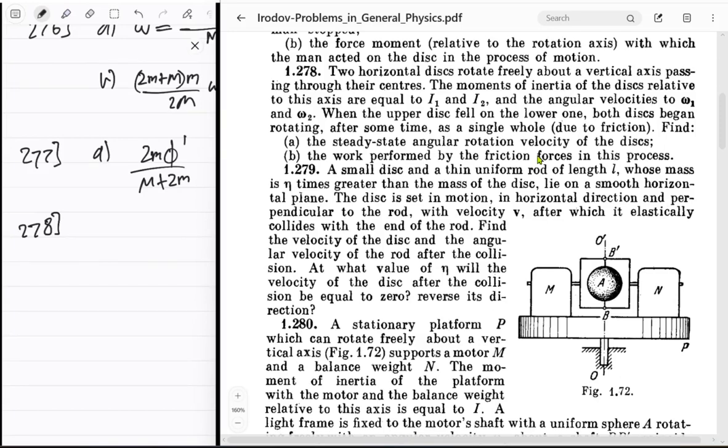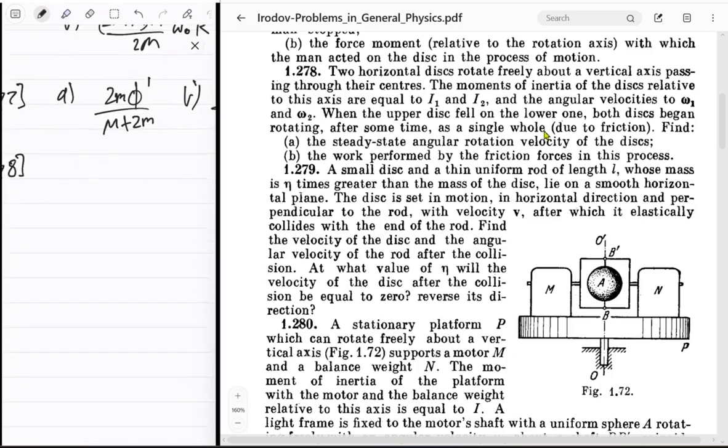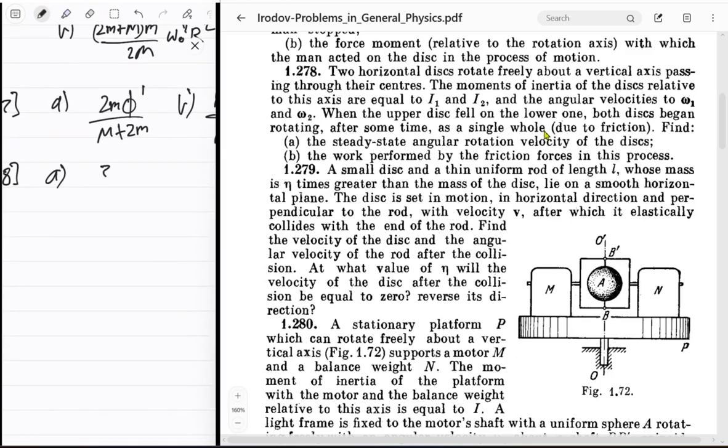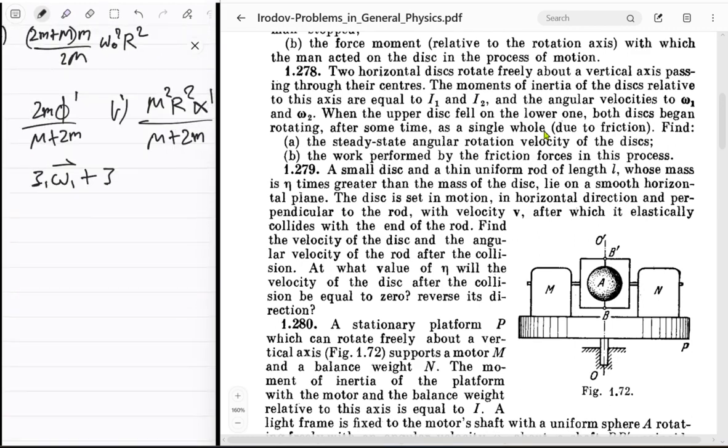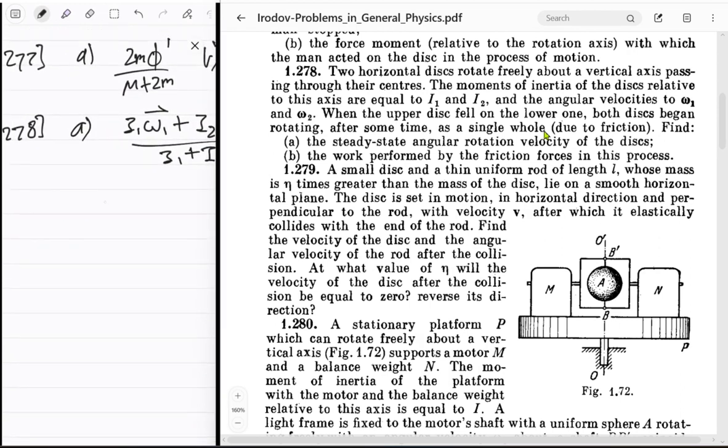So you got the thing, right? That's the angular momentum. So the angular rotation velocity. So A was just a piece of cake. Of course, like a vector, I1 omega 1 vector and I2 omega 2 vector. Concentric discs, I suppose, with the same vertical axis, right?